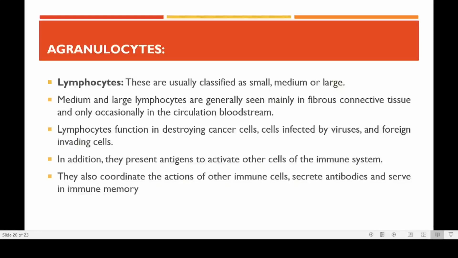So destroying the cancer cell is one function, and destroying the cells which are affected by virus or microorganism is another function. Then, the lymphocytes present antigens to activate other cells of the immune system. Because our immune system is formed of several types of cell. There will be antibody producing cells. There will be macrophages, cells which capture a bacteria and swallow it. Such cells are called macrophages.